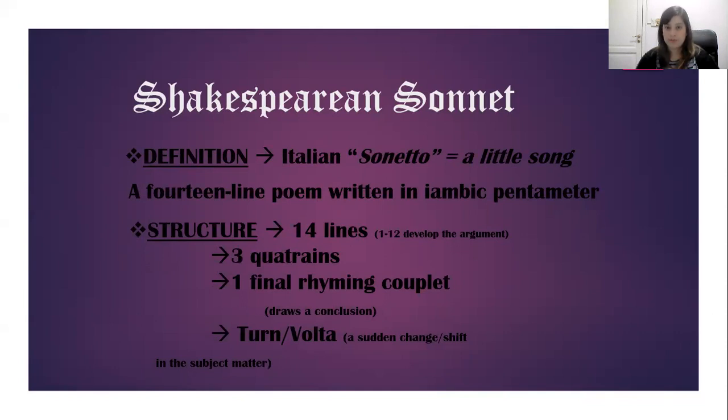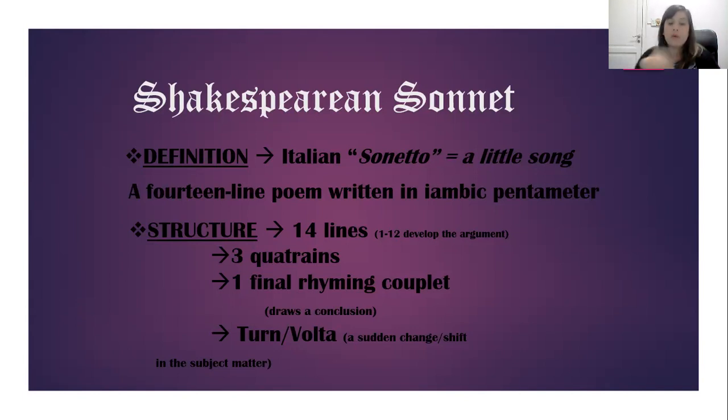Look at the structure. Here I have an outline of the structure. We have in the whole sonnet 14 lines. These 14 lines are divided in 3 quatrains. What is a quatrain? It's a group of 4 lines. So you have 3 quatrains: 4 lines, 4 lines, and 4 lines. And then you have one final rhyming couplet, in which the conclusion is drawn. Usually it has 2 lines to complete the 14 of them.